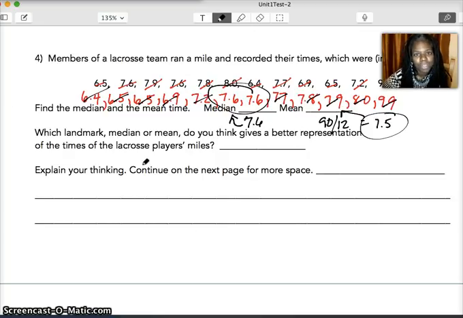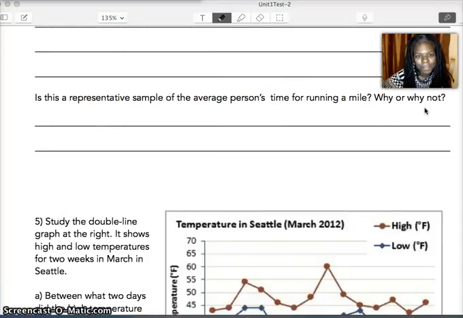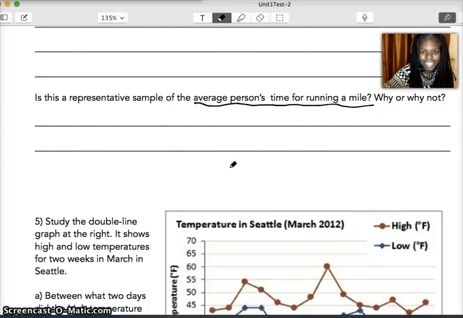So this is more of an open-ended question that I'm going to leave for you. The second part of this open-ended question is one that a lot of you asked about in class. Is this a representative sample of the average person's time for running a mile? Why or why not? And one of the answers that I thought was pretty compelling is that no, this isn't, given the fact that we're dealing with lacrosse players who are most likely athletes. Let's take a look at the next problem.